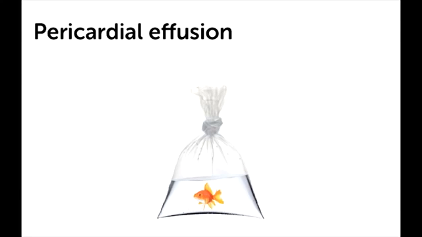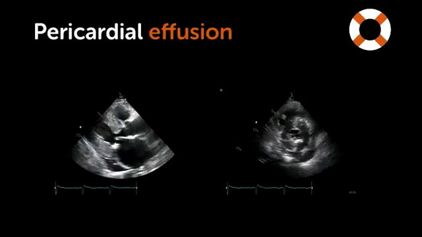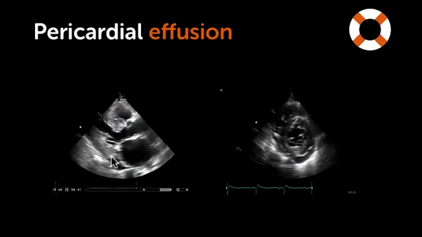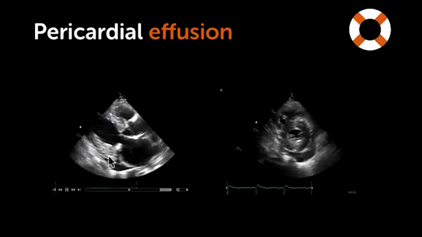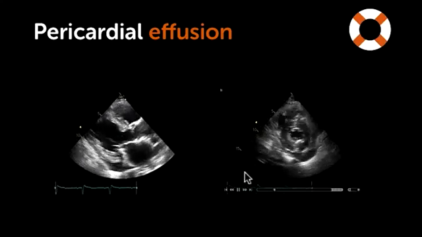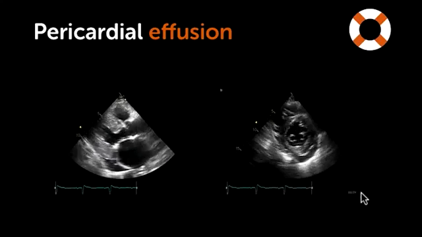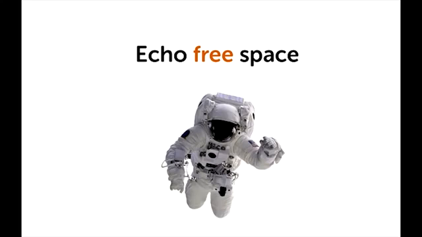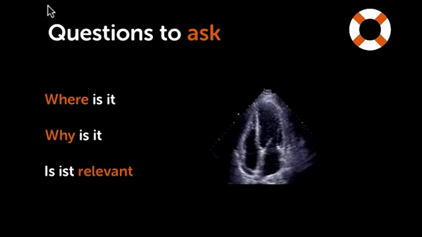Wherever you are watching from, and may it be from China, sooner or later you will be confronted with a pericardial effusion. Here are 2 examples. A long axis view with an echo-free space here and here. This is pericardial effusion. So, look for an echo-free space.